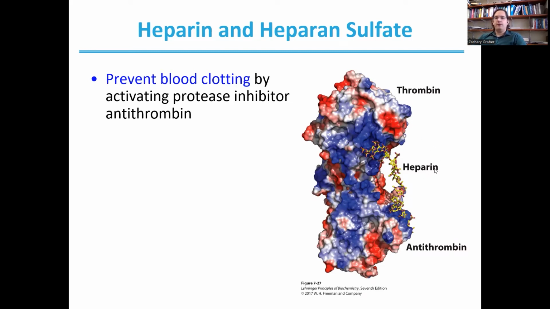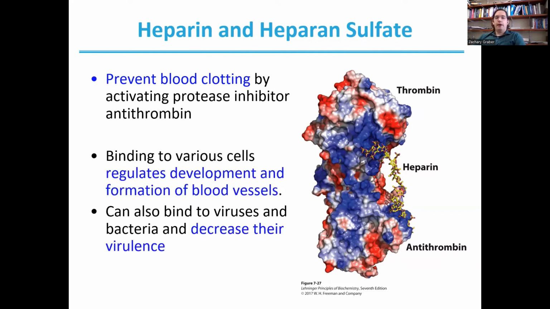So heparin is also involved in the interaction between thrombin and antithrombin. So this allows the antithrombin to inhibit our thrombin protease and prevent blood clotting. So this is involved in, of course, preventing our blood from clotting up as it's flowing through our body. And then it's the removal of our antithrombin that will occur as we're going through our blood clotting cascade when we actually have an injury.